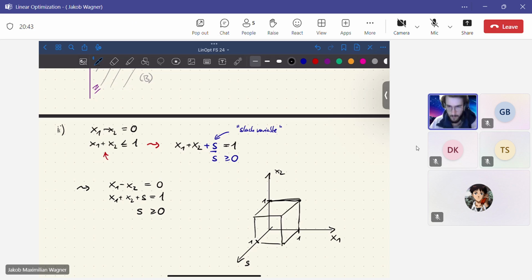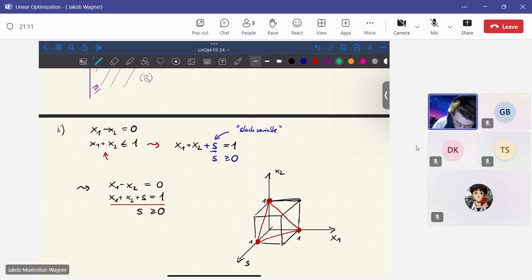This is a cube with side length of 1, and then this constraint of x1 plus x2 plus s is equal to 1. This goes through the 3 points (1, 0, 0), (0, 1, 0), and (0, 0, 1). So we have somehow the hyperplane that goes through these 3 vertices of the cube.